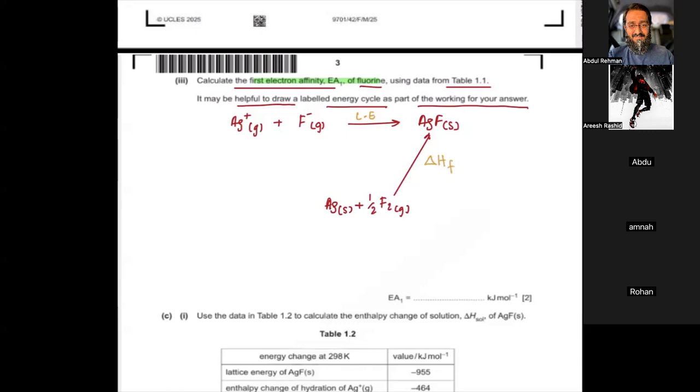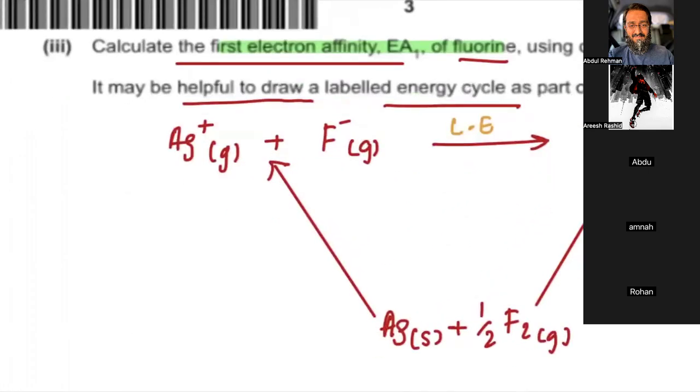And then the silver ion and the fluorine both can be turned into gaseous ions. So if we look at the left side, silver is turning into a silver ion, which means it's a silver solid turning into a gaseous ion. So over here, we need the enthalpy change of atomization of silver, and then we need the first ionization energy of silver.